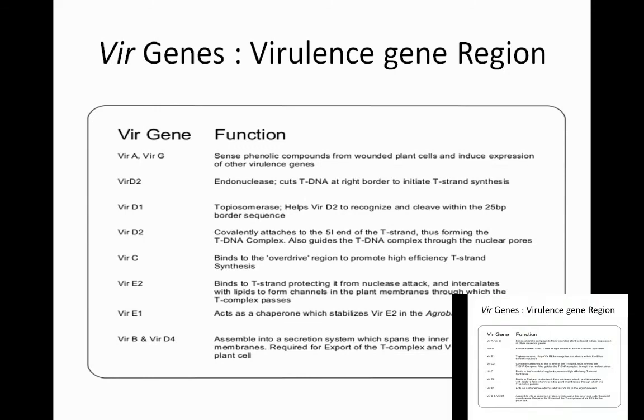So these are different Vir genes and their respective roles. We have already talked about Vir A and Vir G. I have told you Vir E and Vir D also have important roles. How? Vir E2 and Vir D2 are endonucleases that cut the tDNA at the border site. Vir B has an important role in making the bridge between bacteria and plant cells.